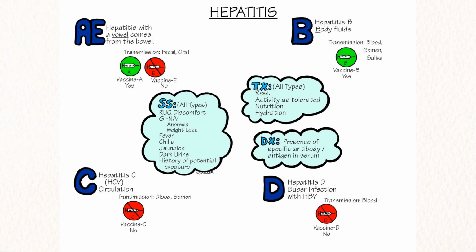This is just a little helpful sheet to kind of put it all together. So with hepatitis A and E, fecal oral route, there is a vaccine for A, but not for E. There's a vaccine for hepatitis B. We've all had that one, hopefully. B is transmitted with blood, semen, saliva, so all those body fluids. Hepatitis C is blood and semen, think circulation. Hepatitis D is a superinfection, so they have to have B in order to get D. And again, that's transmitted through blood. And there's some signs and symptoms, our treatment, and our diagnosis.